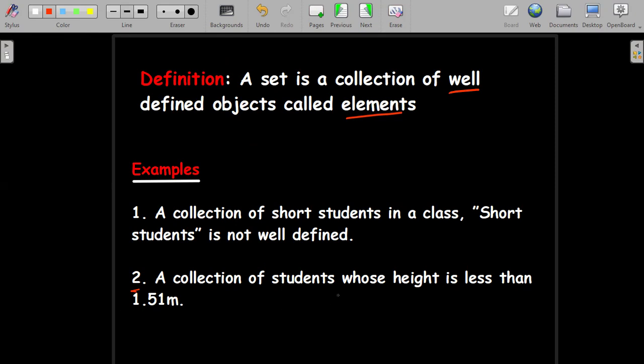You can collect those elements because anybody who is less than 1.5 meters is what is going to fall in this category. If we made the first statement say everybody who is below 1.5 meters is considered short, and you make a collection of that, then it will be well defined. So this is simply what a set is.